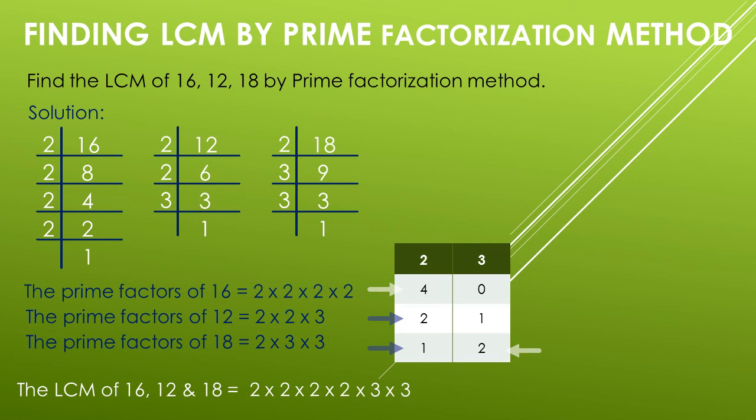So the LCM of 16, 12 and 18 is equal to 2 multiplied by 2 multiplied by 2 multiplied by 2 multiplied by 3 multiplied by 3. Do the multiplication and the answer is 144.